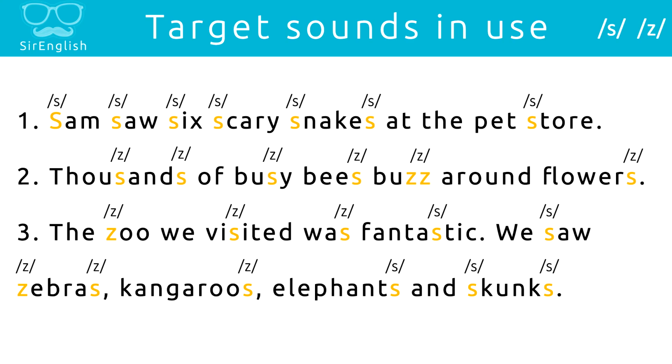Well done. The second sentence contains examples of the Z sound. Remember, even though the spelling is S, sometimes we pronounce it with a Z sound. So listen and repeat after me. Thousands of busy bees buzz around flowers.